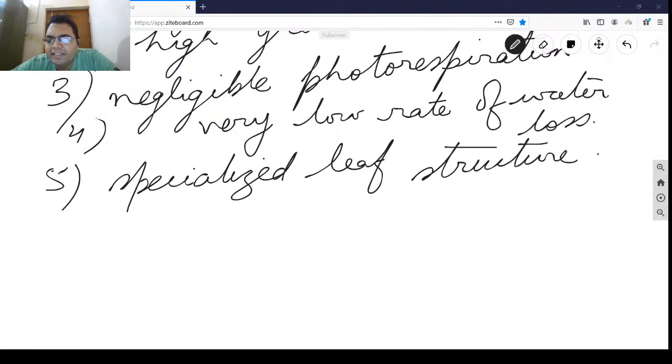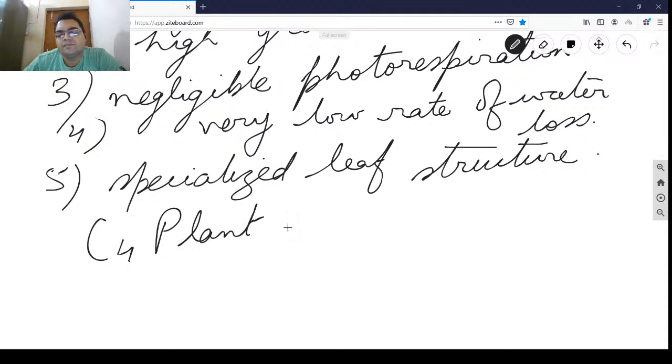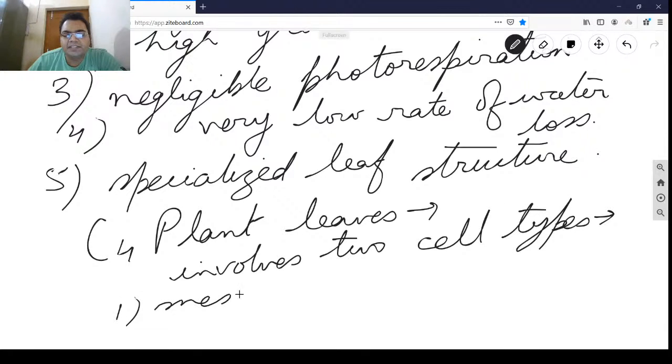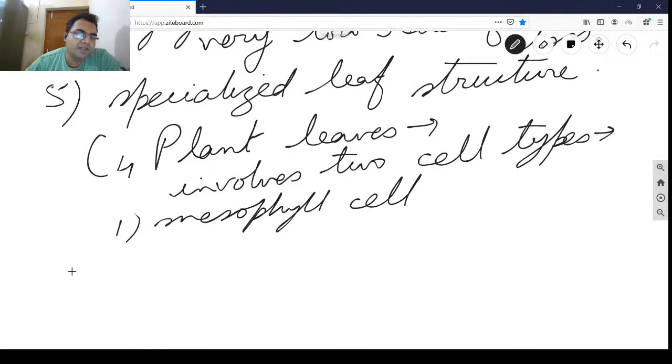Now, photosynthesis in the leaves of C4 plants involves two cell types. Know it very, very well. One is the mesophyll cell, another is the bundle sheath cell. Very important question. It involves two cell types: one is the mesophyll cell, two is the bundle sheath cell.